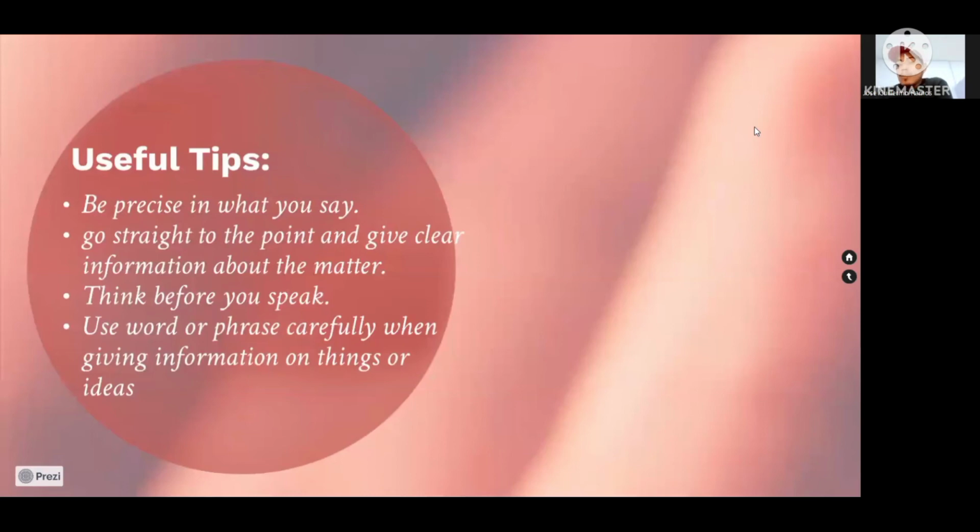Then, think before you speak. Always rephrase what you're thinking before you give a speech or communicate with one another, so that you could see what you could fix in your speech or in your comments or anything you're giving. Then lastly, use your words or phrases carefully when giving information on things or ideas. Always rephrase your words, and fix your phrases or words carefully when giving information, because you need to be precise. That's the main idea.